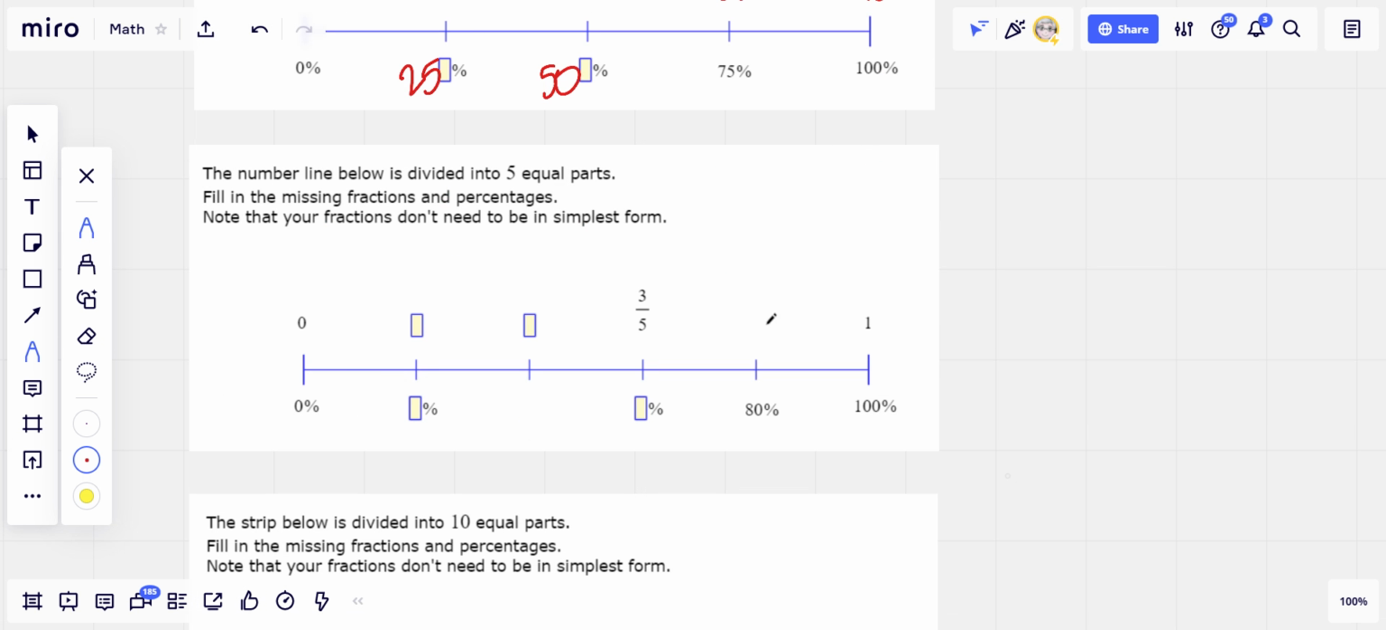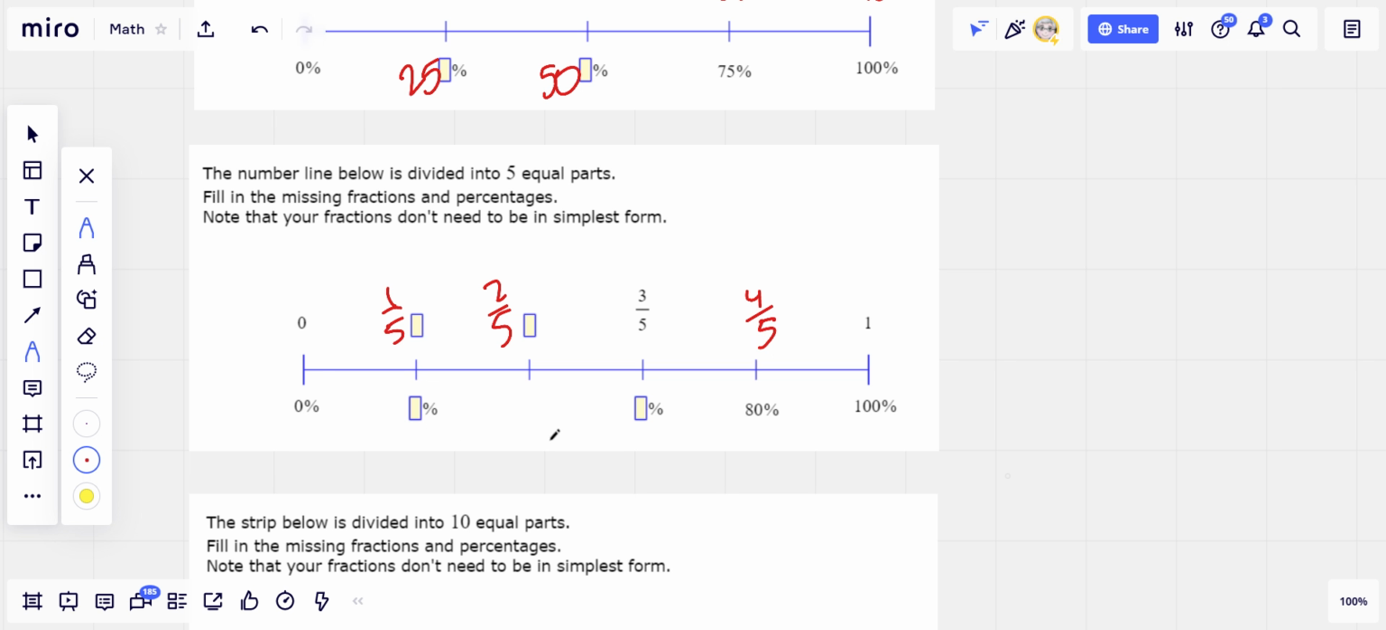So this one is divided into fifths. I see the 5 as a denominator here, and if I count the spaces, 1, 2, 3, 4, 5 spaces between 0 and 1. The way the fifths work, well, we can label the fractions here, so 1/5 and then 2/5. 3/5 is in already, and I guess we don't have to label 4/5, but I'm going to put it there anyway.